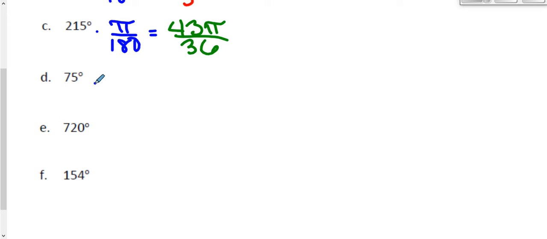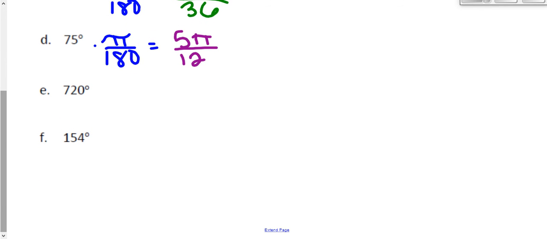Let's do the next one. Up next, 75. We're going to multiply it by pi over 180. So 75 and 180 have, let's see, 15 in common. 75 divided by 15 is 5, so it'll be 5 pi. And 180 divided by 15 is going to give me 12. And again, typing these into your calculator using n over d will simplify these fractions for you.